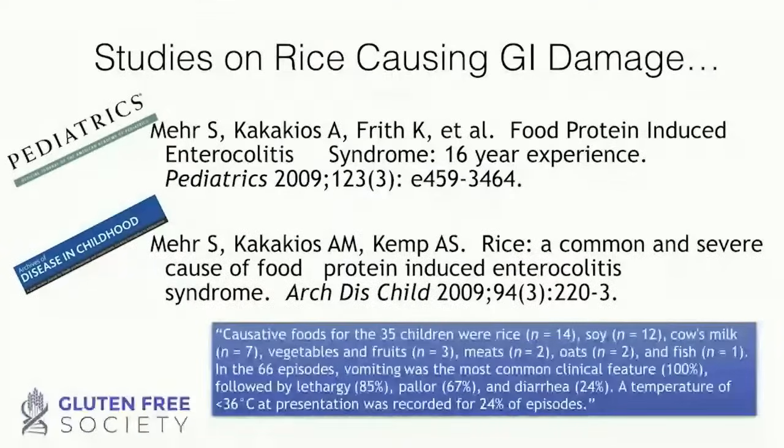And then we have another study published in the Archives of Disease in Childhood finding that rice is a common and severe cause of food protein-induced enterocolitis, or food protein-induced inflammation of the intestine. So again, these studies published in 2009 show that rice might not be as safe as we would suspect it to be in terms of a gluten-free substitute.